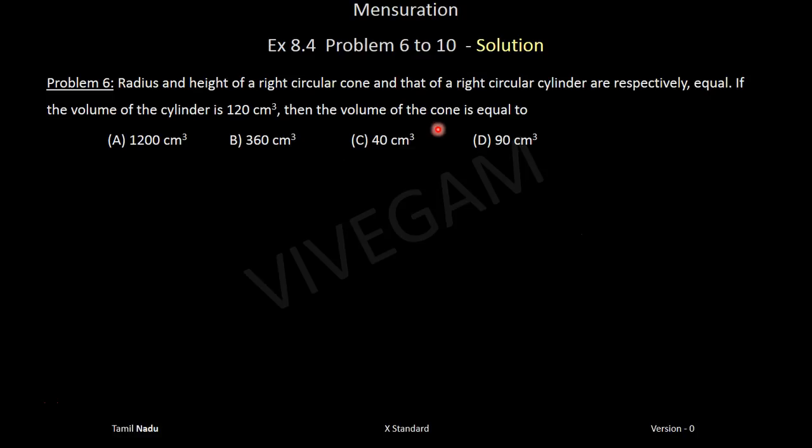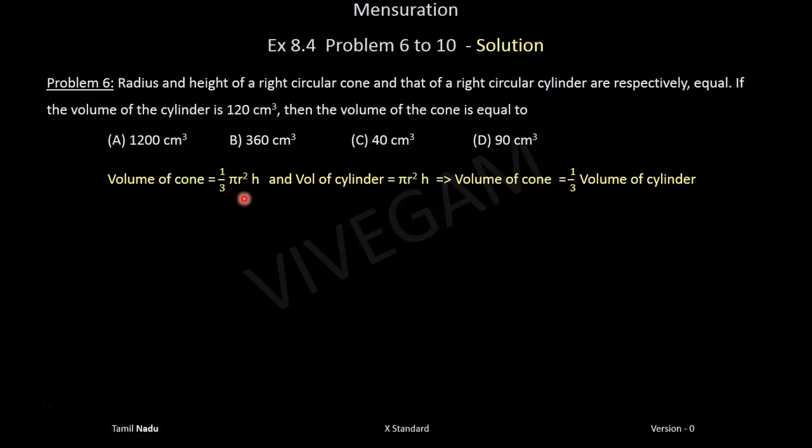So the key point is the radius and the height of both the cone and the cylinder are equal. And they have given us the volume of the cylinder, right? If you remember the formula, volume of the cylinder is pi r squared h and volume of the cone is 1/3 pi r squared h. So, if the radius and height are equal, the volume of this cone is 1/3 of that cylinder. Which means 1/3 of 120, that is 40 centimeter cube. Okay? So, let's do that.